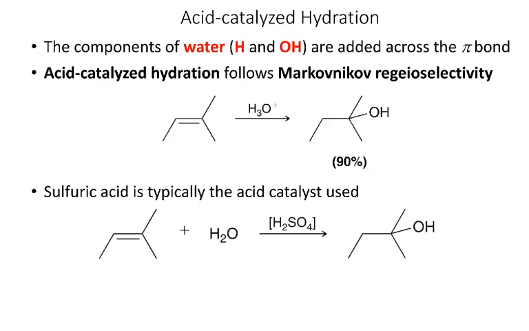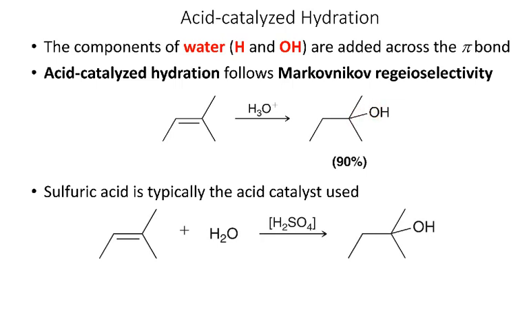Okay, so we're continuing our tour of different addition reactions to alkenes. In this case, we're going to look at acid-catalyzed hydration. In acid-catalyzed hydration, the components of water, meaning a hydrogen and an OH, are added to the pi bond. Now, acid-catalyzed hydration follows Markovnikov regioselectivity. So the hydrogen is added to the less substituted carbon, and the OH is added to the more substituted carbon.